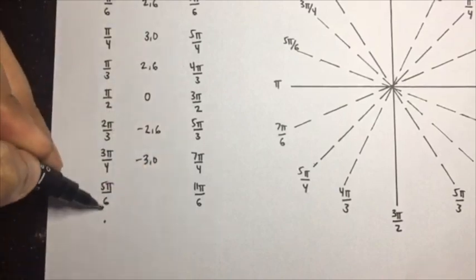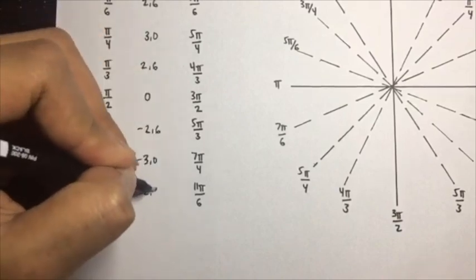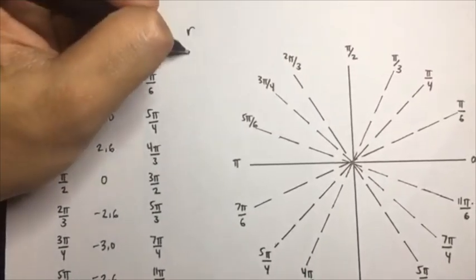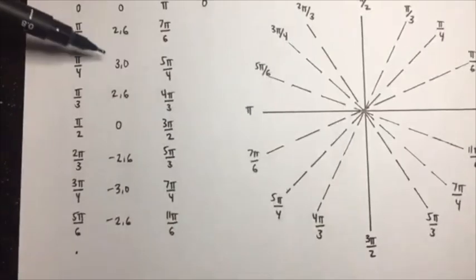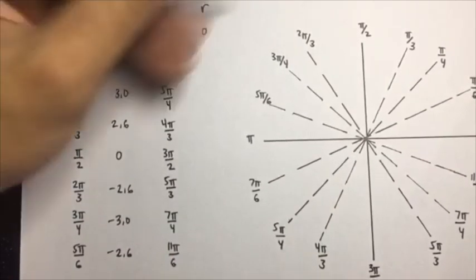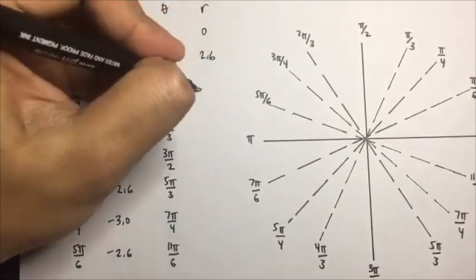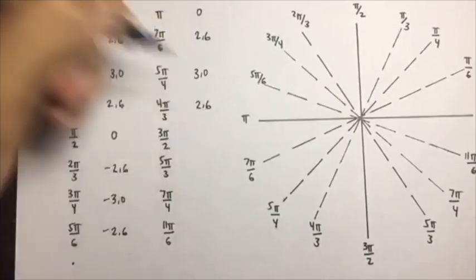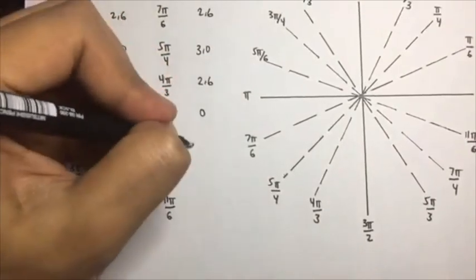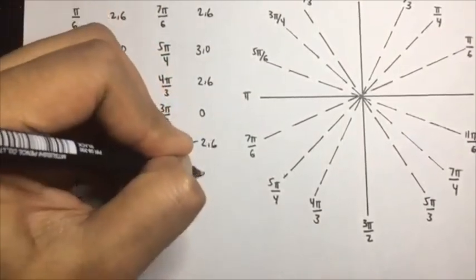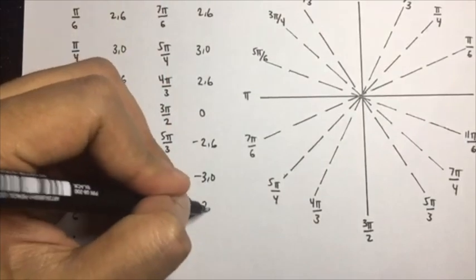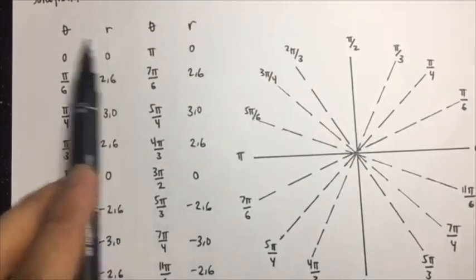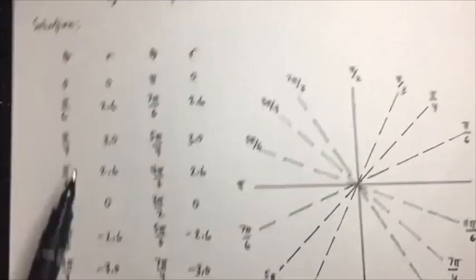At 3 pi over 4, you will get negative 3. At 5 pi over 6, you will get negative 2.6. And as you go along, you can see that there is a pattern. Here we have 2.6, 3.0, 2.6, then 0, then negative 2.6, negative 3.0, and negative 2.6. Those are the values of r at different values of theta.